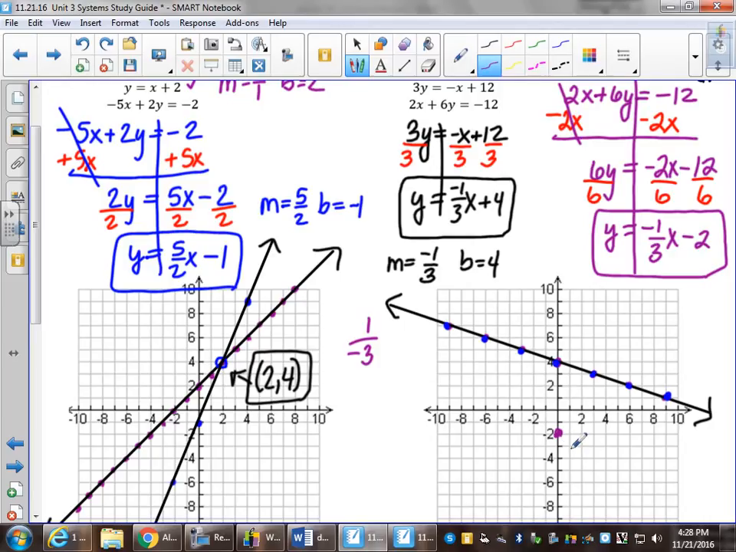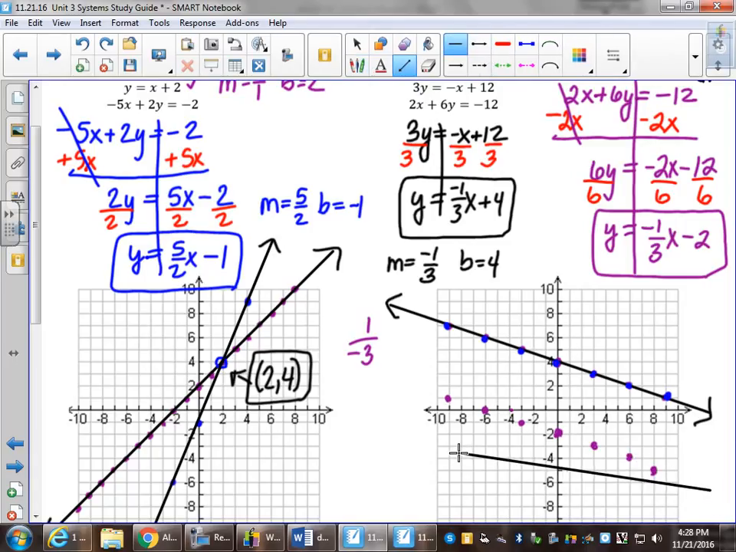Down 1, right 1, 2, 3, because my slope is -1/3. Down 1, right 3, down 1, right 3. Can't go any more in this direction. Up 1, right 3, up 1, right 3, up 1, right 3. Can't do any more. I think I made a mistake on this one. Down 1, right 3. There we go. That was looking a little off.